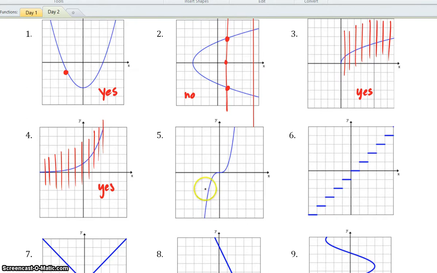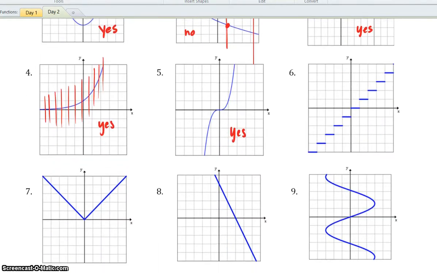Alright. Here, even though my graph gets kind of steep, it still looks as though if I pass a vertical line through here, it'll never hit more than once. So yes, this is a function.